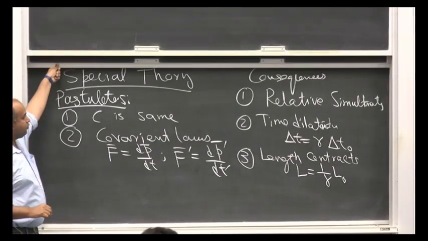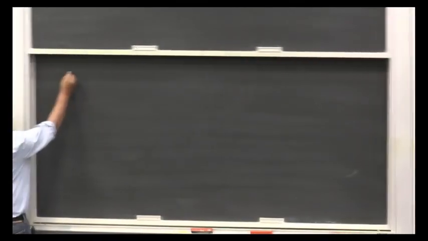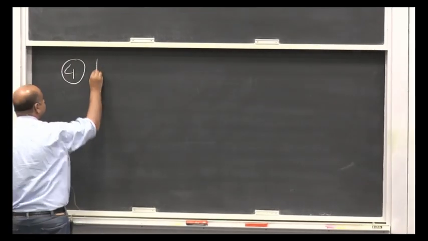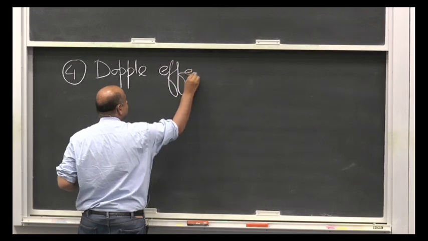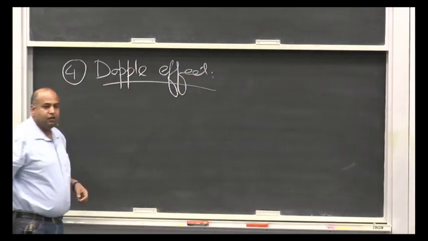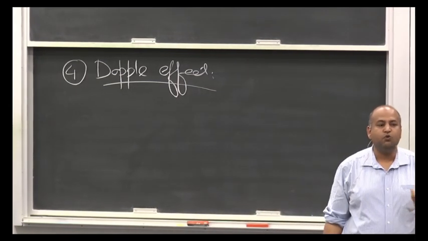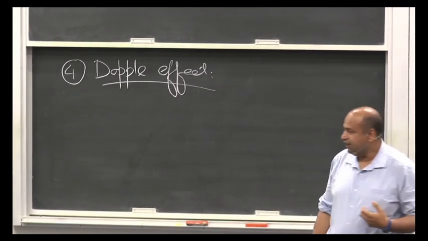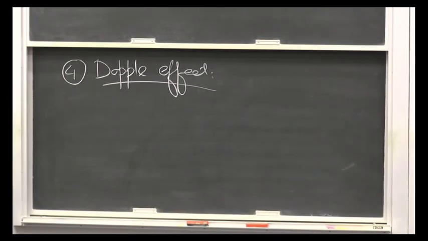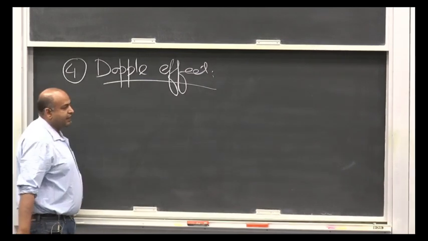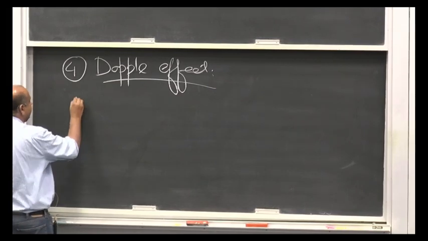with the consequences. So today I'm actually going to discuss another consequence, consequence number 4, which is the Doppler effect. You have already studied this for sound waves, many of you, and we'll see how it is different and how it is the same and what its usefulness is in physics. But before I do that, I am briefly going to review electromagnetic waves.